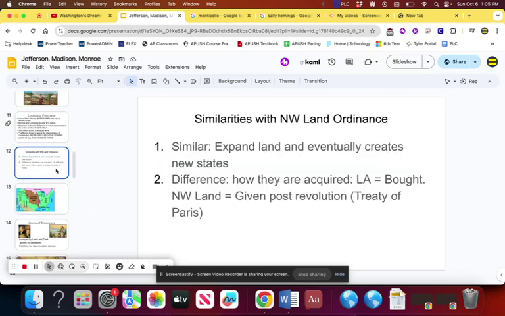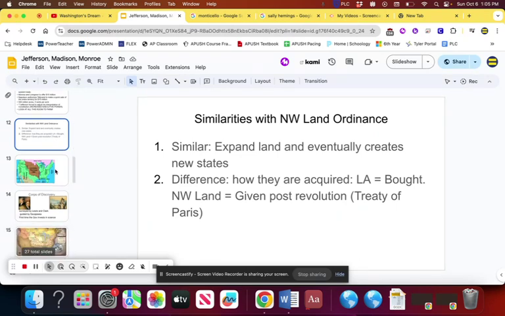I know I skipped a slide here. There is some SAQ question that's what's the similarities of the Louisiana Purchase and the Northwest Land Ordinance? It's a very specific question. I doubt you'll actually see it on the real AP exam, but might be a question on your quiz or something. So there's the answer right there.